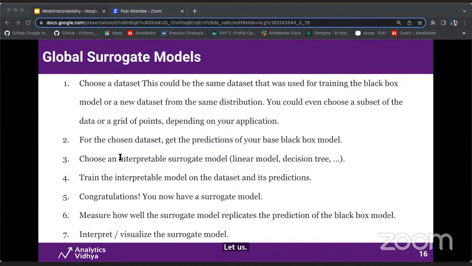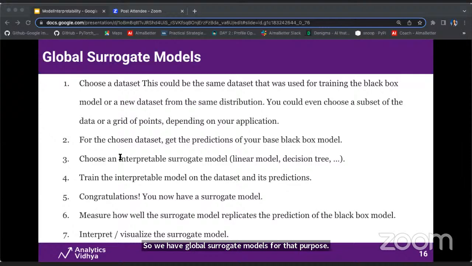Then we have global surrogate models. We have till now seen various ways to interpret machine learning models, with feature importance and more interpretable models. But is there a way to build an interpretable approximation of really complex models? If we are using a complex model, which is quite possible in the real world, how can we interpret it? We have global surrogate models for that purpose.